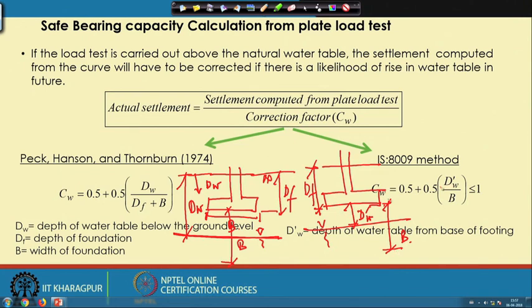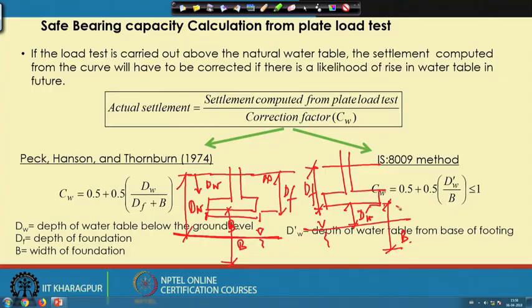So, here if the water table is at the base, so dw dash is 0, then Cw will be 0.5, and in between we can have different values. According to the IS code, if your water table is at the base level or above the base level, then the correction factor is always 0.5. At the base level or above, it is 0.5, and at depth B from the base of the footing it is 1, and in between, from the base to depth B, we can use this expression.